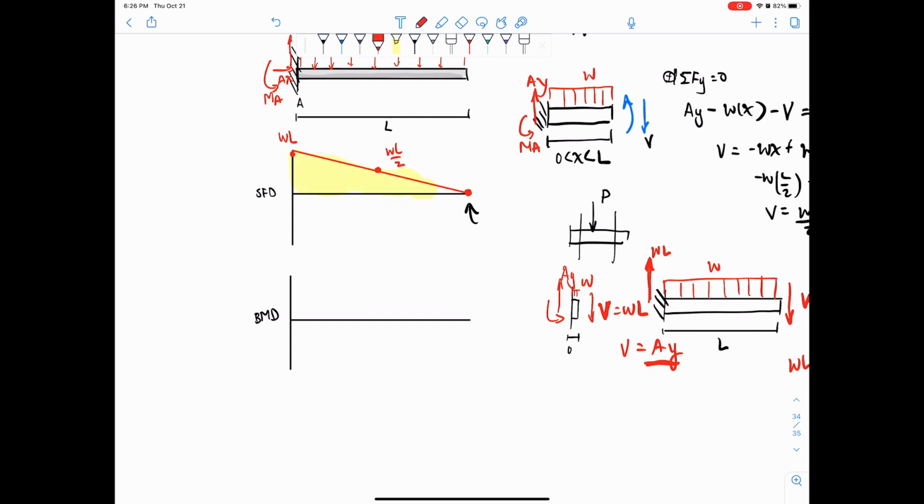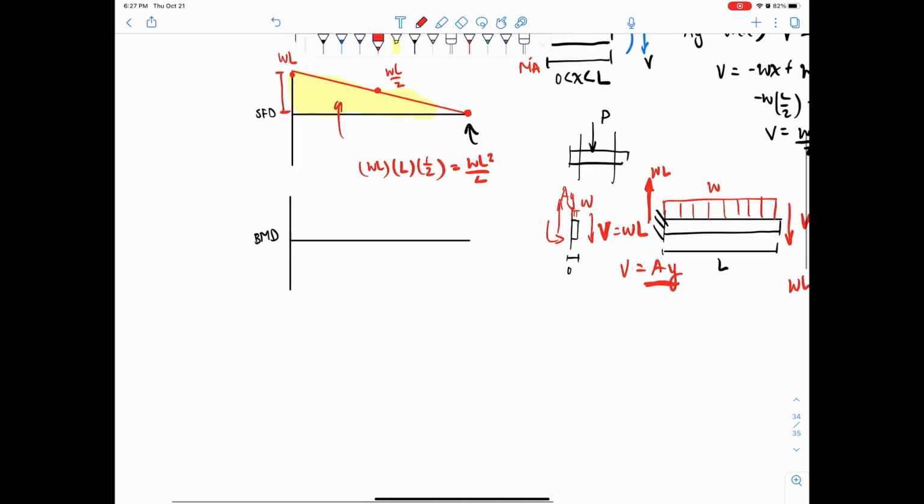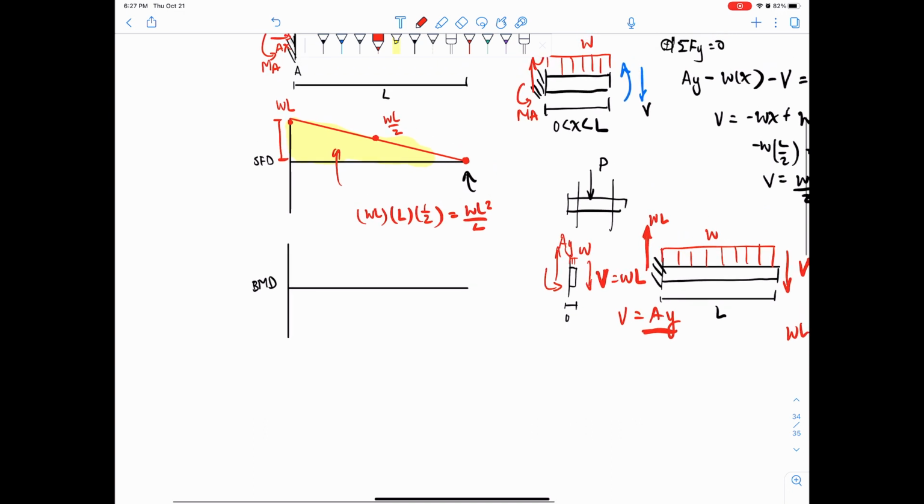Okay, and we can just take a shortcut. What is the area under this curve? If this distance is L, and this force is WL, we can just say WL times L, divided by 2, or times 1/2. And that equals WL squared over 2. Now what is this exactly? Well, just like the other problems, that's just the amount that it has to add up in the bending moment diagram.